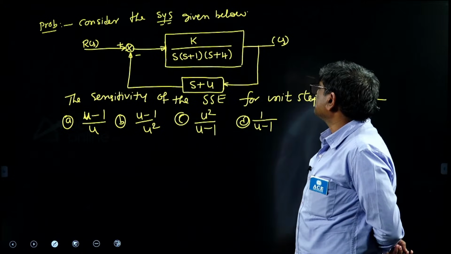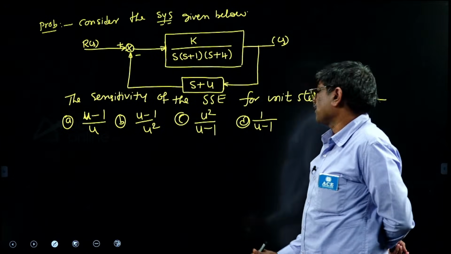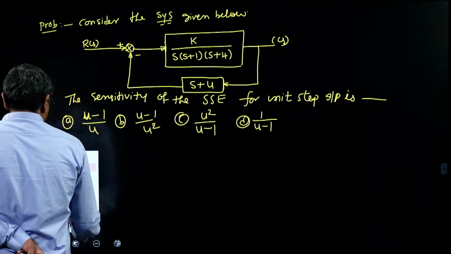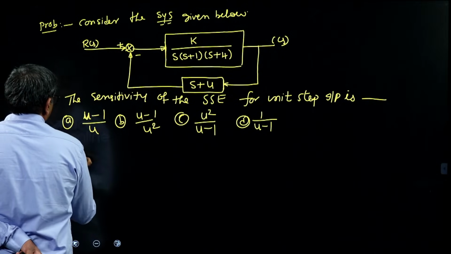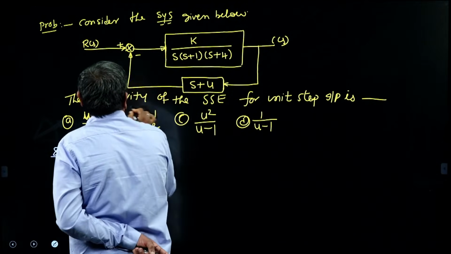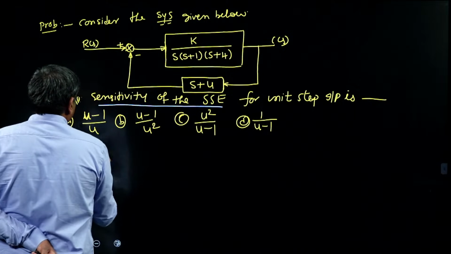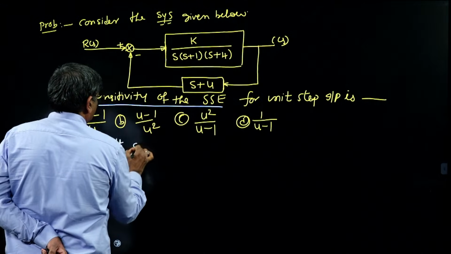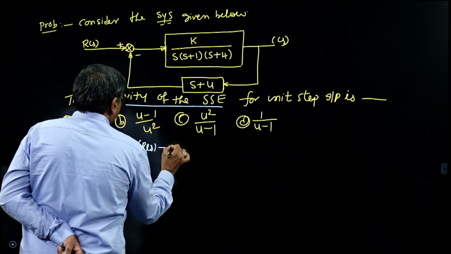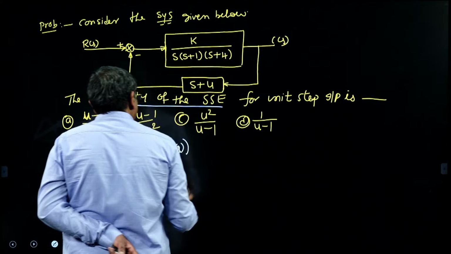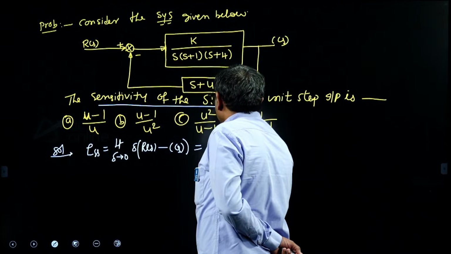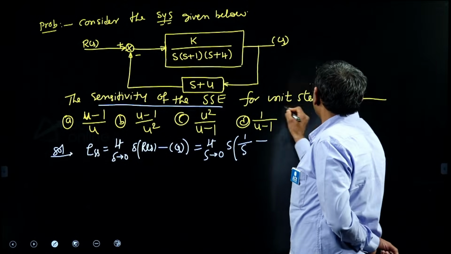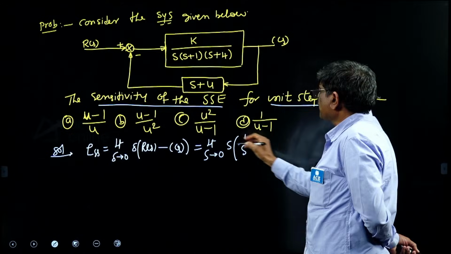So don't do that. Don't follow that first of all. You convert into unity feedback, or the simple logic I told you. What is the simple logic? First, the sensitivity of the steady state error you have to find. So ESS mainly you have to find. Whenever non-unity is given, what I told: limit s tends to 0, s into R of s minus C of s. So limit s tends to 0, s into R of s, which is 1 by s because unit step input, into C of s, right?